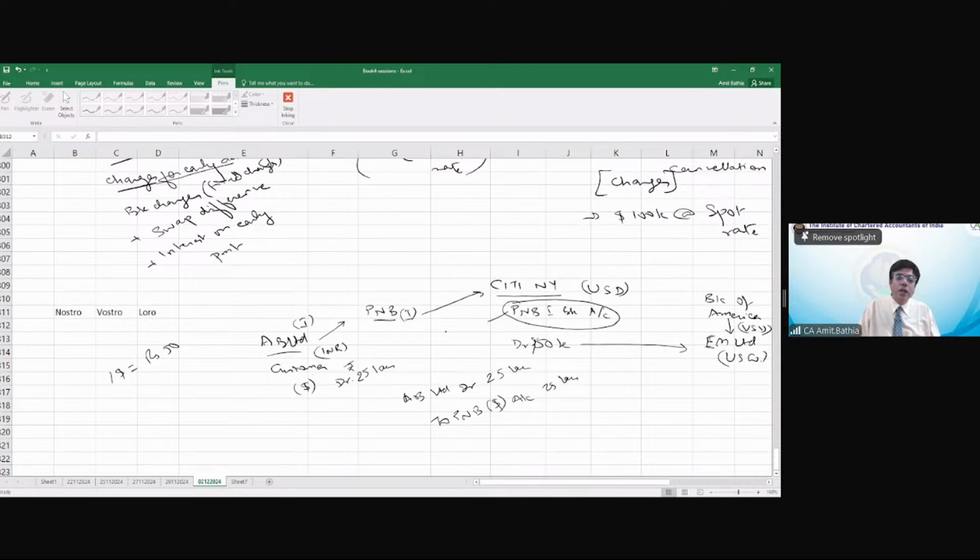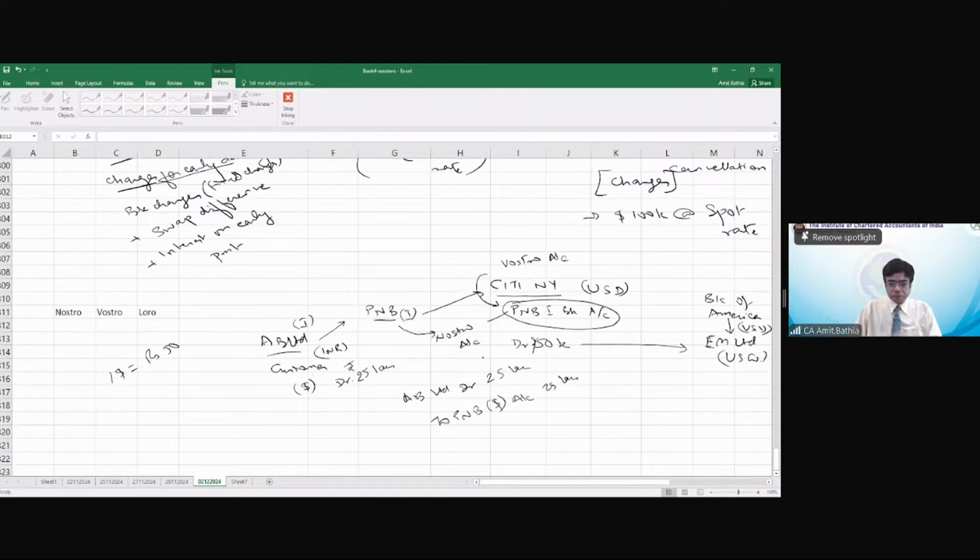This account is known as Nostro account, right? This is called Nostro account for Punjab National India. The same account will be referred to by Citibank, and Citibank will say this is Vostro account. It is your account in my bank, in my currency. So Punjab National Bank, India's bank account over here with Citibank New York, which is in USD, is called Vostro account for Citibank. It will be called Nostro account by PNB.